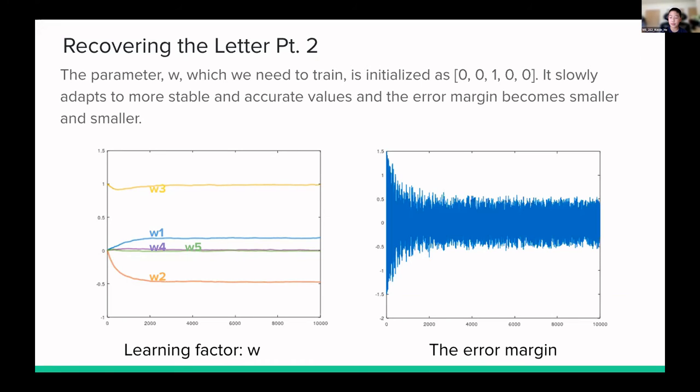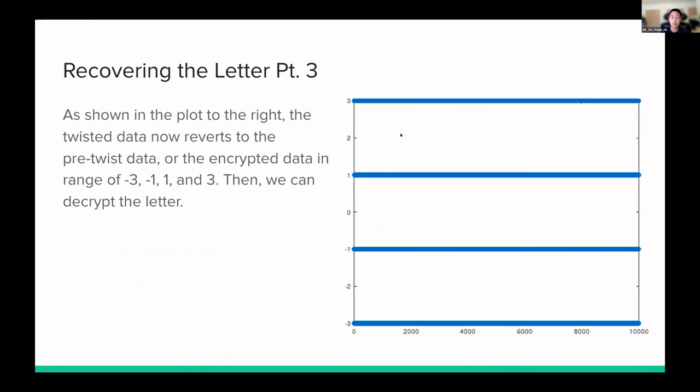The diagram on the left depicts how the weights change over time during training. W1 was initialized as 0, but converged to about 0.2. W2 was also initialized to 0 and converged to negative 0.5. W3 was initialized at 1 and remained in place. W4 and W5 were initialized at 0 and stayed at 0. The diagram on the right displays the error between the original message and our decoded value M, which we were trying to minimize. Finally, we undo Zoe's encoding to arrive at the original message.